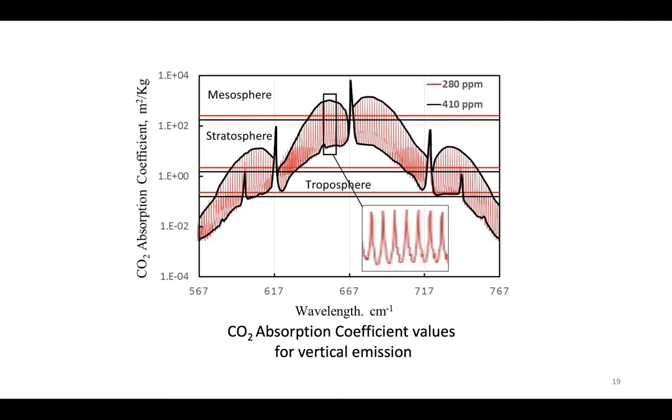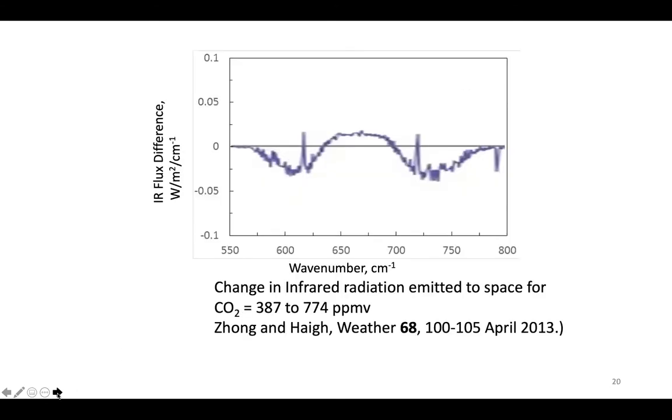That was analyzed with some care by Zhang and Haig, and this next slide shows what their result was. In this slide is given the change that occurs in emission to space as a function of the wavelength over that same range of wavelengths where carbon dioxide absorbs. If one changed the concentration of carbon dioxide by a factor of 2, they did these calculations as of 2011 when there was 387 ppm, so the change was to 774, twice that.